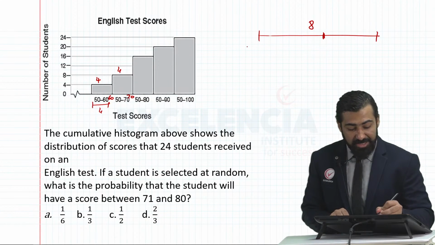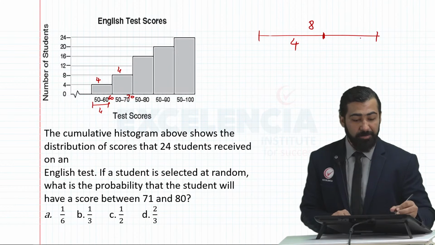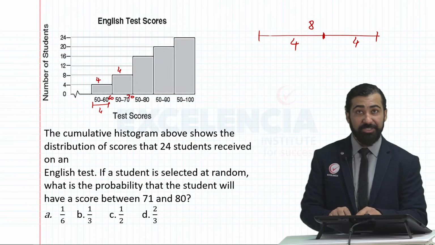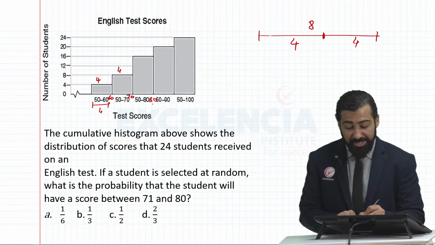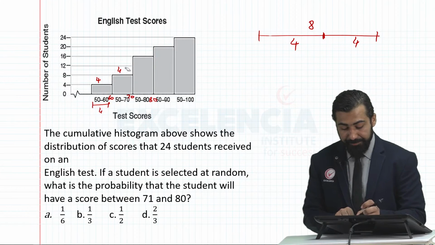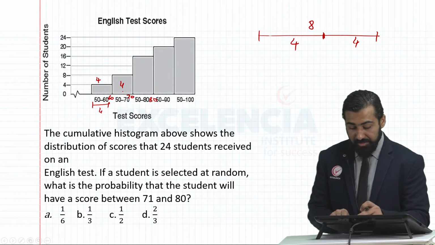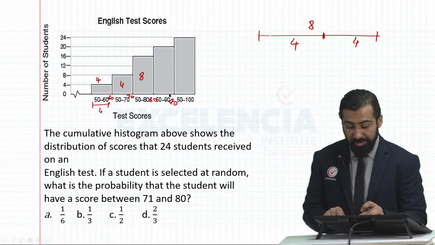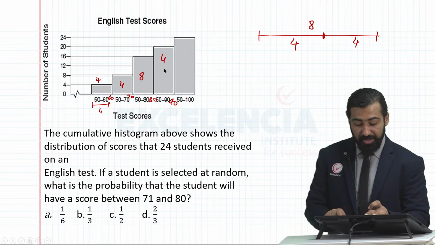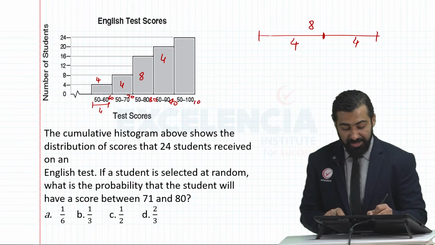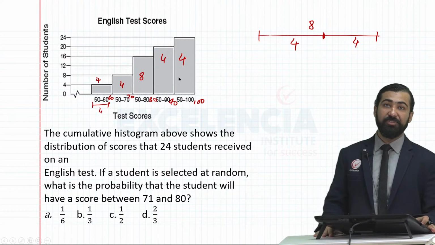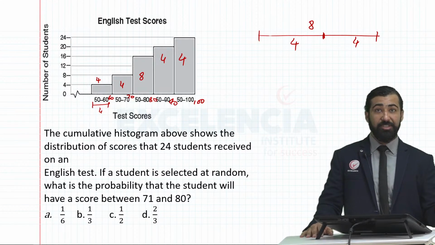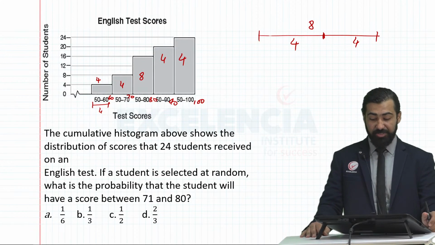Out of that, the length of 50 to 60 is 4. That means the remaining length should be 4 as well. So 60 to 70, your length comes out to be 4. Similarly, 70 to 80, your length should come out to be 16 minus 8, that comes out to be 8. 80 to 90, your length will come out to be 20 minus 16 or 4. And for the last interval 90 to 100, your length will come out to be another 4. So I have broken the histogram into 10-point intervals throughout and found the lengths of each of the intervals.